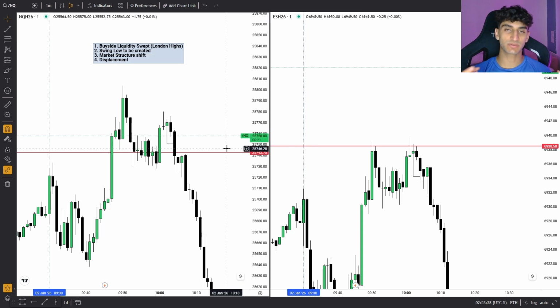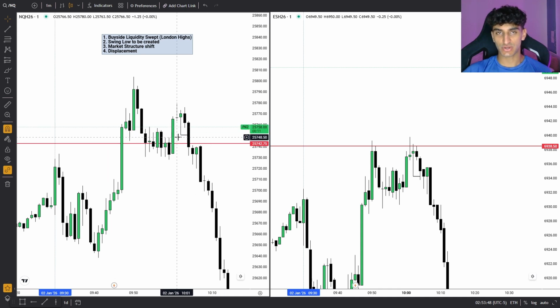Now coming into step number 3 and step number 4, these two steps are pretty much interconnected together, and pretty much what a market structure shift is, it's breaking this latest swing low to the left of us.